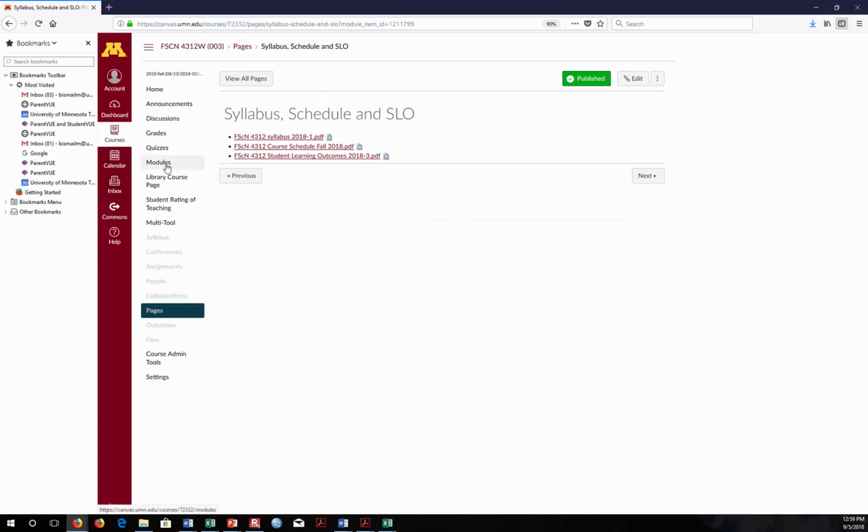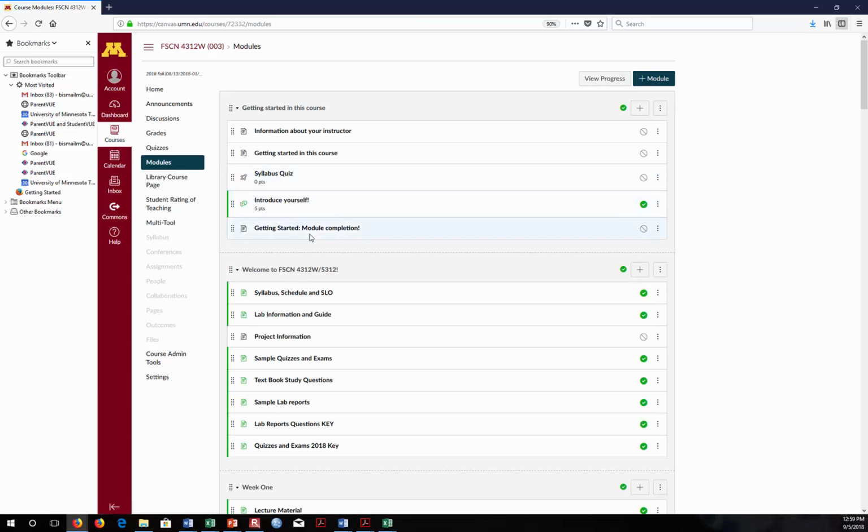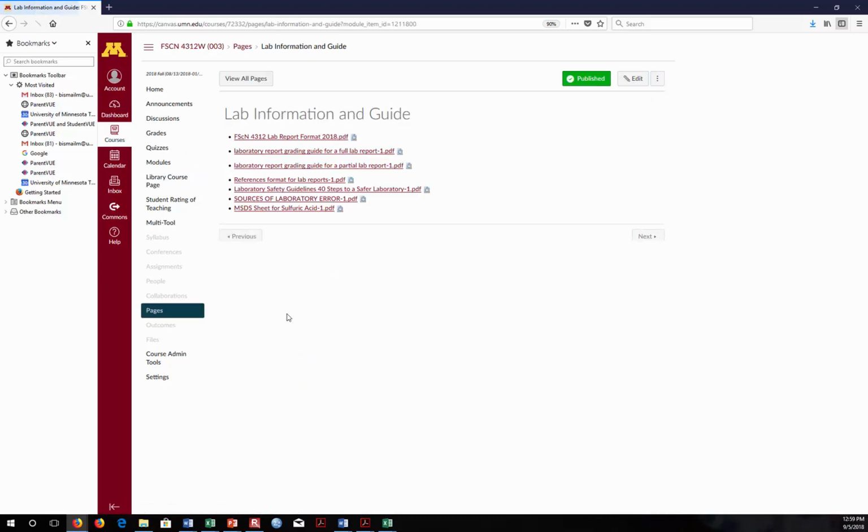Again, if you go back to modules, you'll find a lot of important resources. So lab information and guide, this is really important because you're going to find the lab report format. We'll talk about that next week in lab. The grading guide for your lab reports, which you will print out for every lab report and attach to your lab report. How do you use references in your lab report? There is a format document with that. And then there are general lab information documents. We will talk about them in lab, not the first week, the second week of labs.